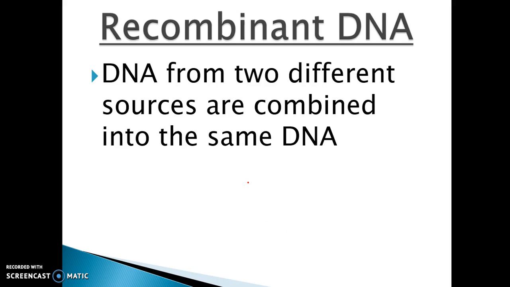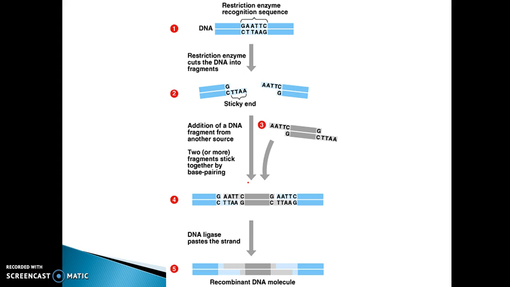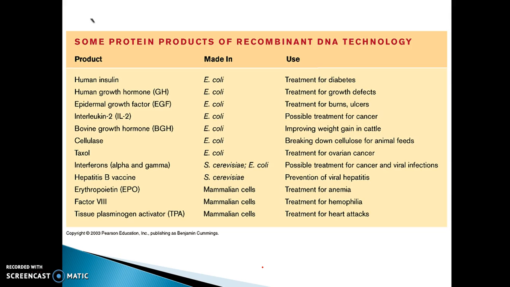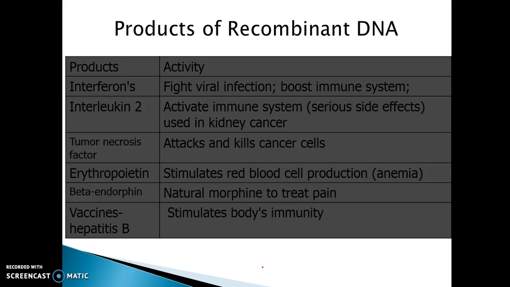All right, and again, recombinant DNA, just to review, is DNA from two different sources combined into the same DNA. And that's just showing you how that's happening. You cut the DNA, you get those sticky sites, then you can add DNA from another source in there, and then it forms the recombinant DNA. Again, this is DNA from two different sources. These are different products that have been made from recombinant DNA, and the same thing there.